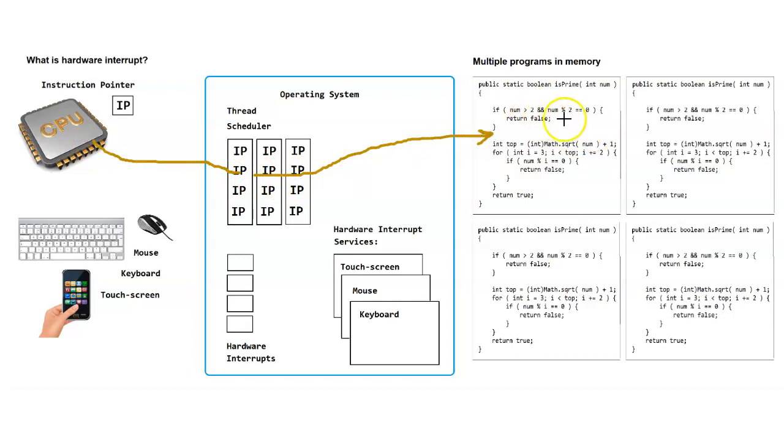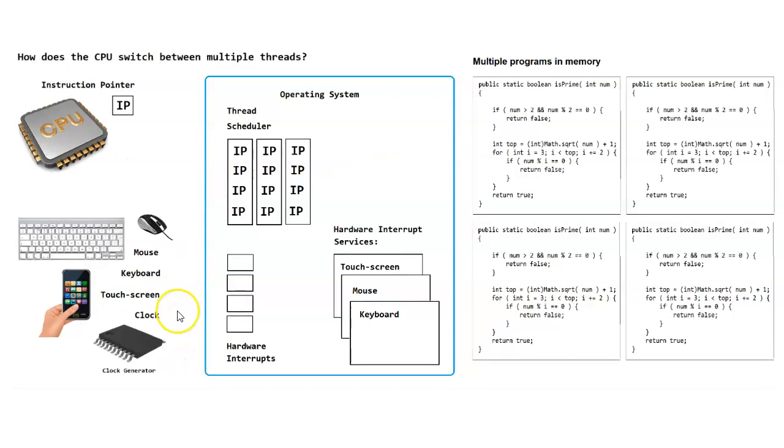The program has no idea it was interrupted. It thinks that it has never been interrupted, like it's just running very smoothly and completely uninterrupted, but it's not true. It gets interrupted many times because so much more is happening in the computer system.